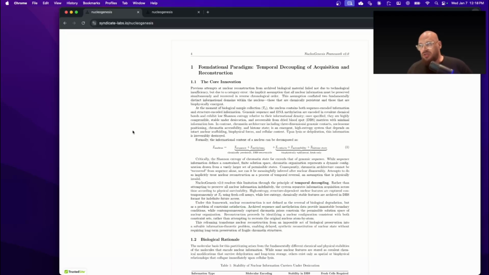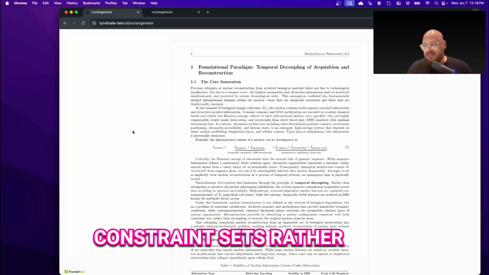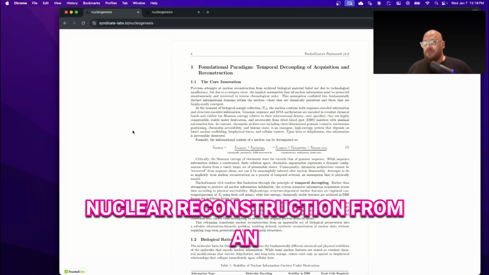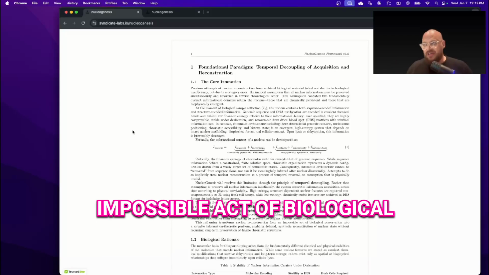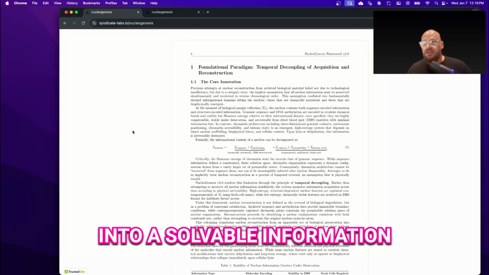So reconstruction proceeds by identifying a nuclear configuration consistent with both constraint sets, rather than attempting to recreate the original nucleus atom to atom. So it's a little tough. I know it's a little abstract, but this reframing transforms nuclear reconstruction from an impossible act of biological preservation, so just trying to keep it in one state, into a solvable information theoretical problem.